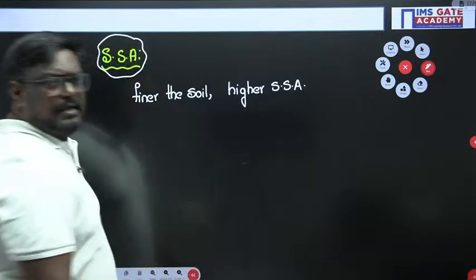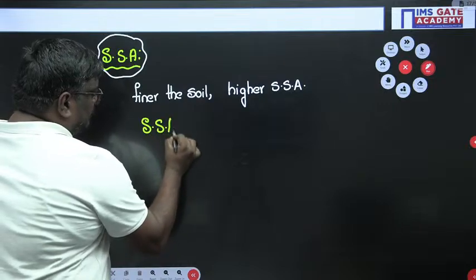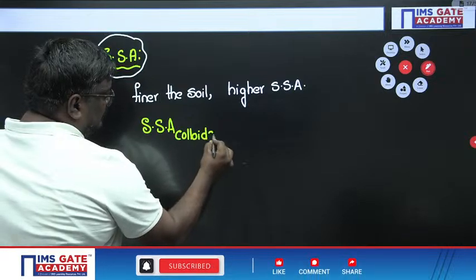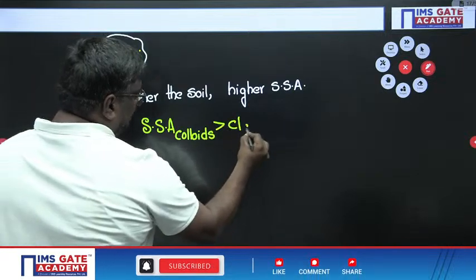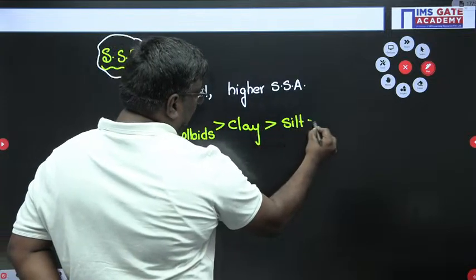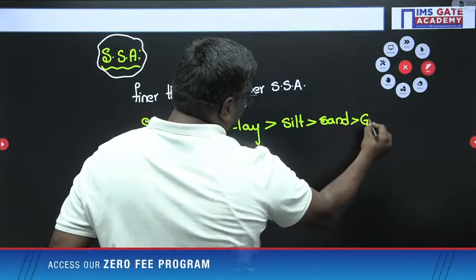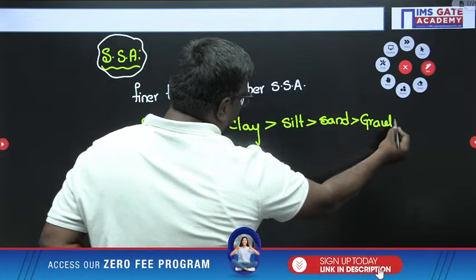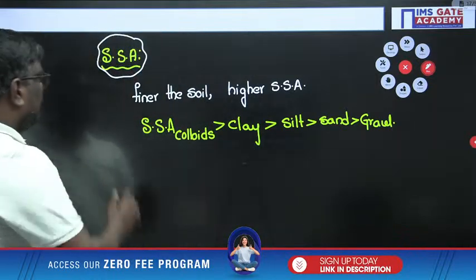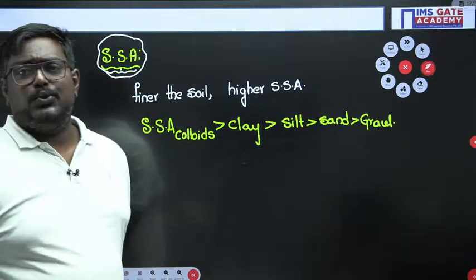And remember, my dear students, the specific surface area of colloids is greater than clay, and the specific surface area of clay is greater than silt, then sand and gravel. I told you already, the finer the soil, the higher the specific surface area. So if anyone asks you what is specific surface area, always remember that it is the surface area of soil particles present in unit weight.